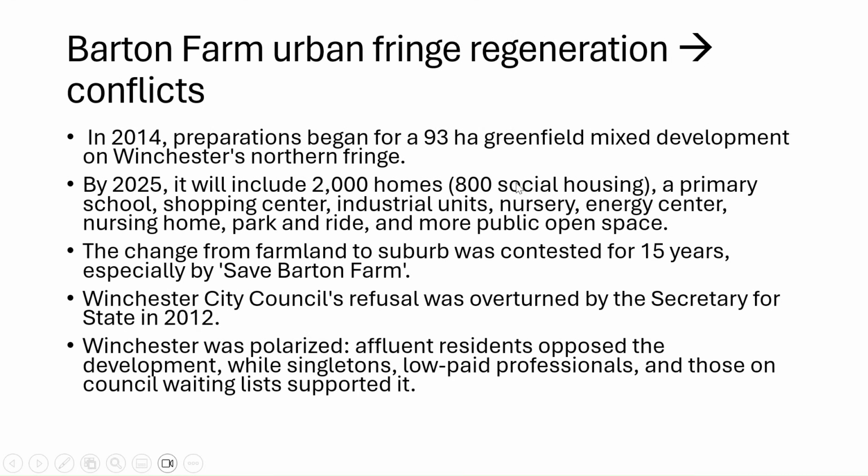And we move on to this one. So this is more of an example of how regeneration can actually generate larger conflicts. There's an urban fringe regeneration in this Barton Farm area, which is a greenfield mixed development, and they attempted to build 2,000 homes with 800 social housing, a primary school, shopping centres, and so on, in the open space. They tried to build on the urban fringe, and this was contested for 15 years by Save Barton Farm, which is a movement. They just wanted to keep the natural landscape, and yeah, it was overturned, and now there's conflicts in Winchester about whether to, I guess, regenerate the area.